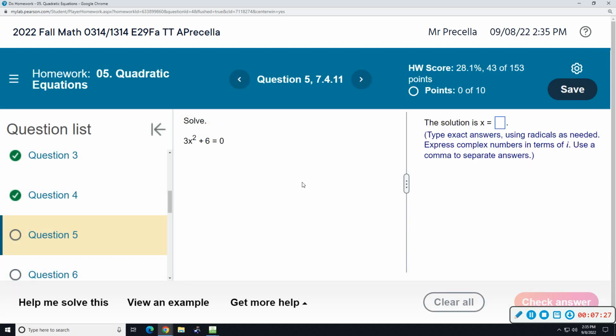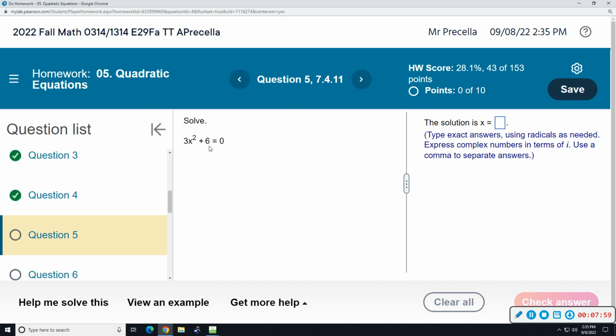Let's see, what's this one? Number 5. 3x squared plus 6 equals 0. What do we do for this? Can we get it in the form where what's being squared stands alone? When you look at this equation, what's being squared? Not the 3, just the x. So we subtract 6 on both sides, then divide by 3 to get x squared equals negative 2.